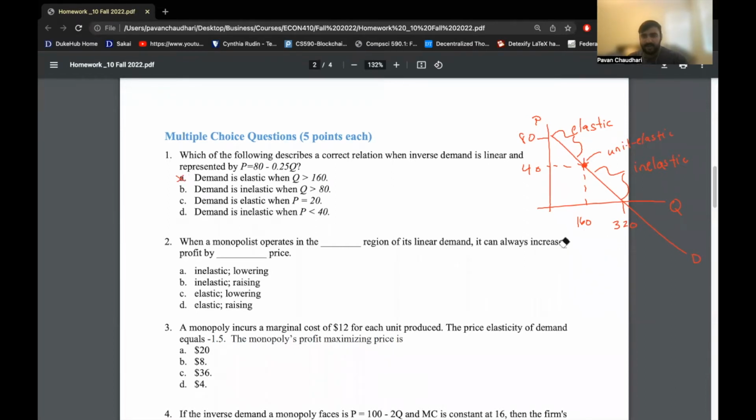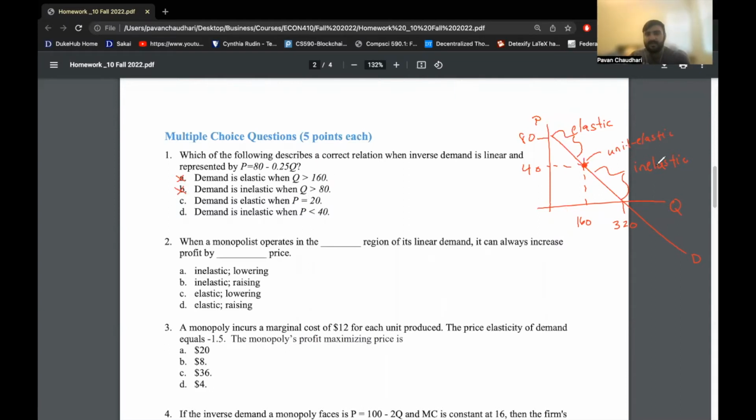And then we do something similar for the next one, right? Q is greater than 80. So 80 is right here on the axis, right? And so we see to the right, greater than 80, there's some part in the elastic region, there's the unit elastic point, and there's some part in the inelastic region. So this one's not right either because it's actually all three of them.